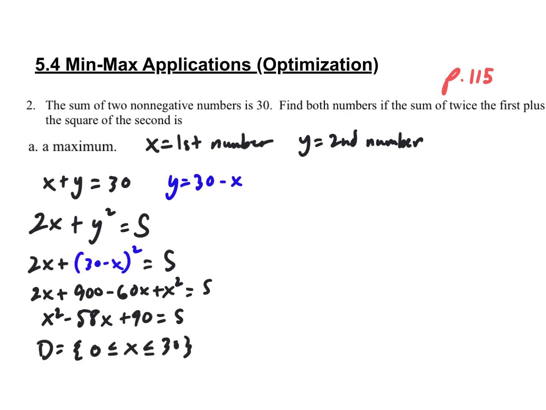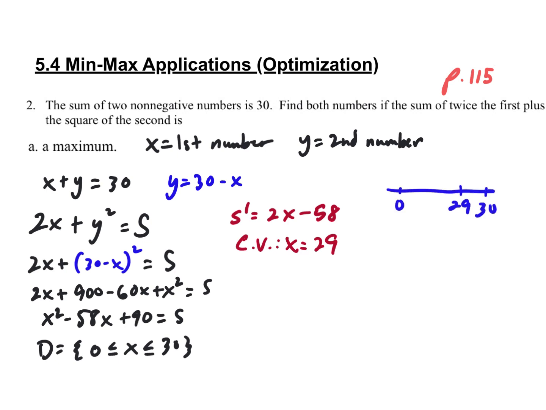Now I take the derivative of s. And so now we're talking about x instead of y. So my critical value is 29, and we run into the same problem. I make my number line from 0 to 30 with 29 in there. When I'm bigger than 29, this is positive, and then that's negative. So again, it's still just a minimum. Still just a minimum. So it's still not going to work. So I still have to test the endpoints.